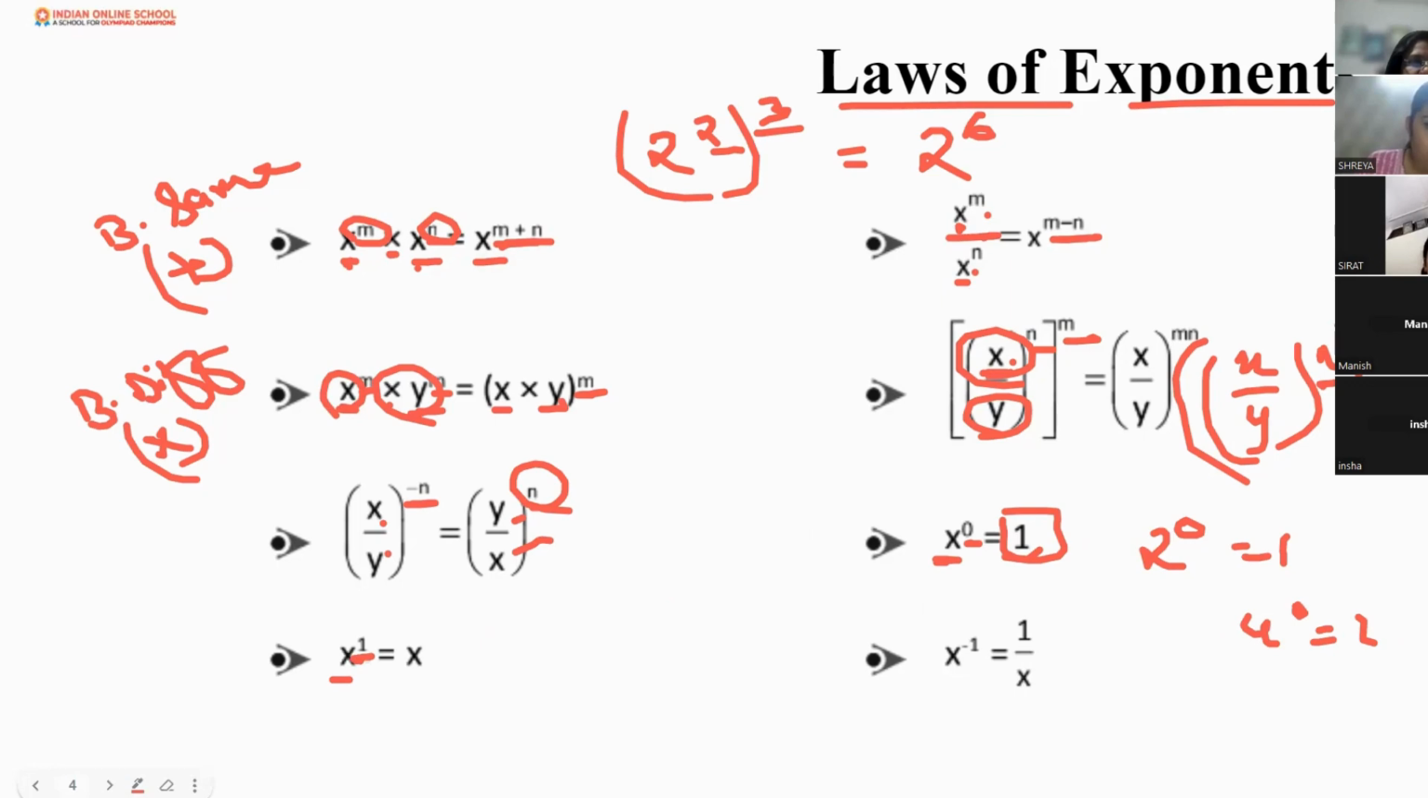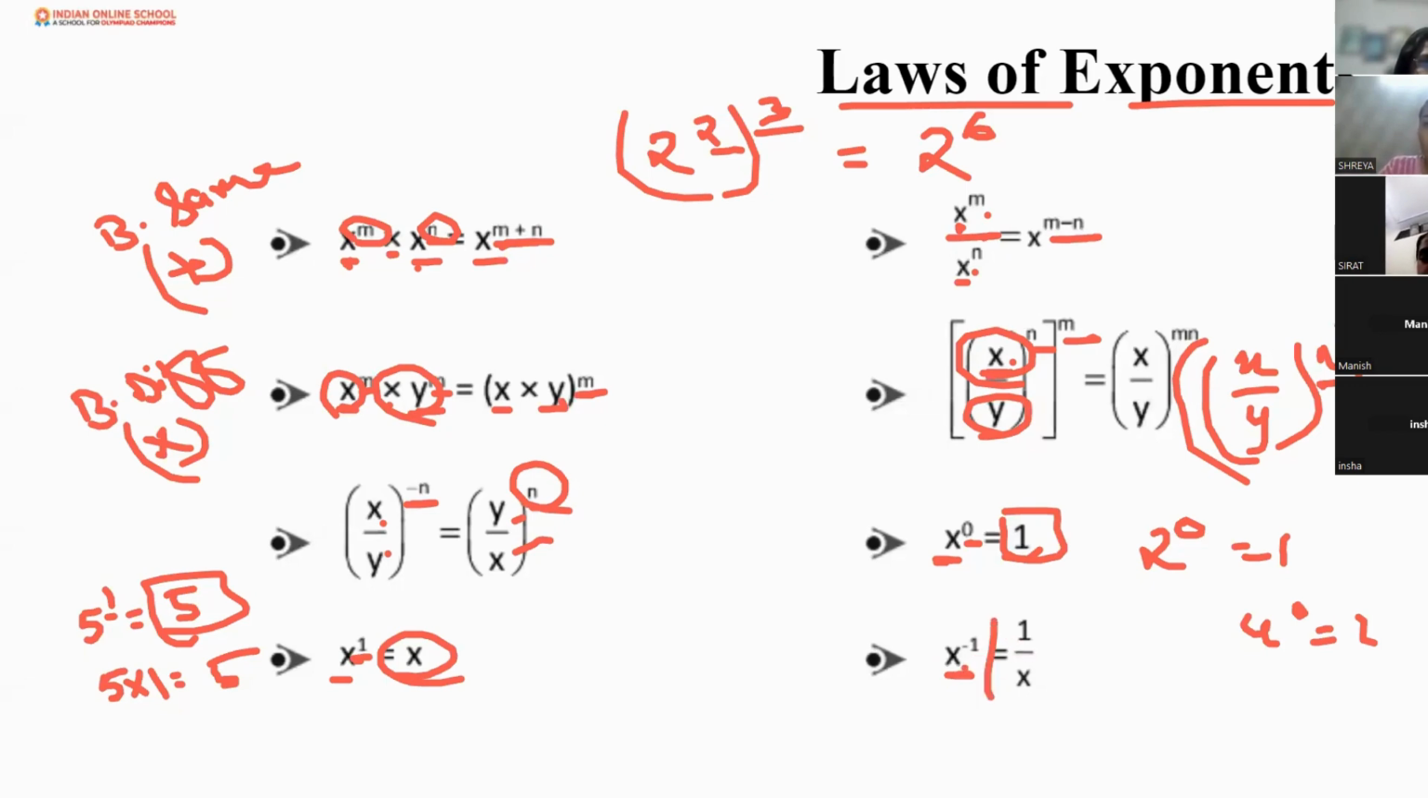And anything to the power 1 stands for the base itself. For example, if I have 5 raised to 1, it would be 5 because it denotes 5 one time. So 5 one time is 5 only. So anything raised to the power 0 is 1 and anything raised to the power 1 is the base itself. Lastly, again, a negative exponent scenario. X raised to the power minus 1 is nothing but 1 by x.